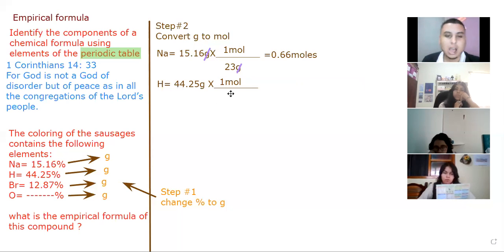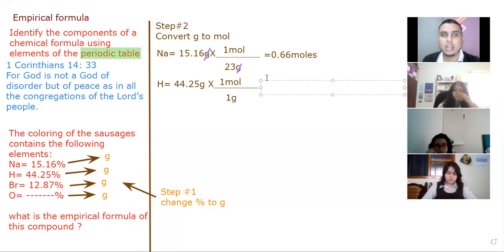Okay, this is the easiest conversion because it's just one. Remember that we are going to work the atomic weight in whole numbers, and the answer is just the same. The answer is equal to 44.25 moles of this element that we have here, the hydrogen, right?